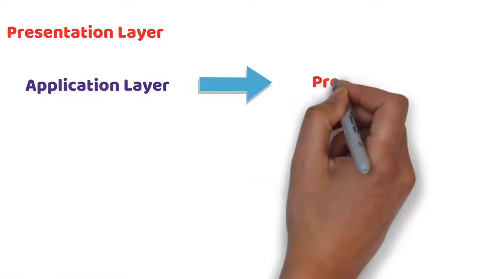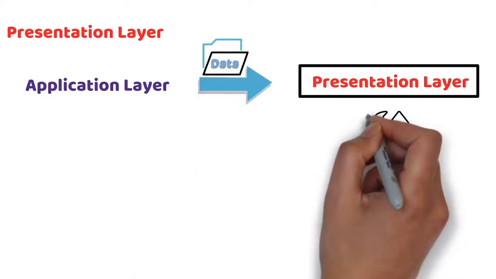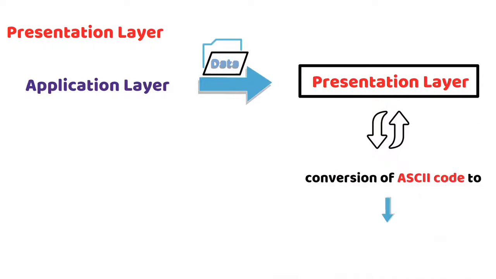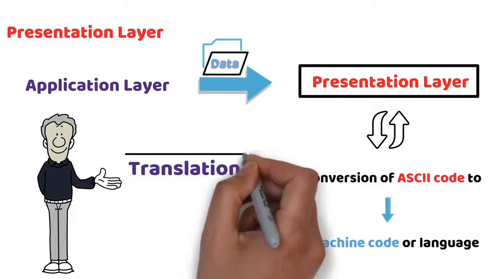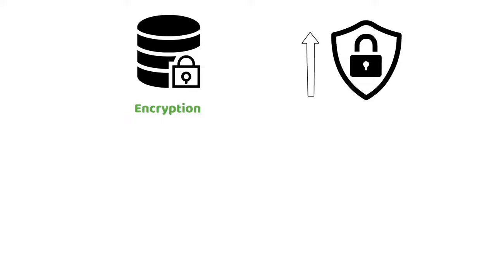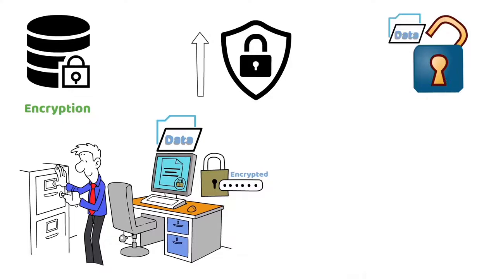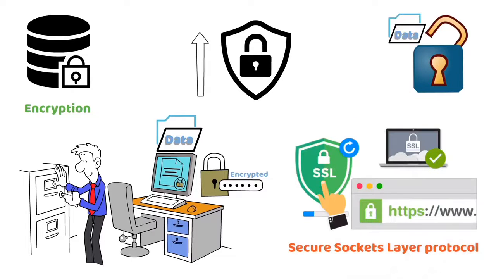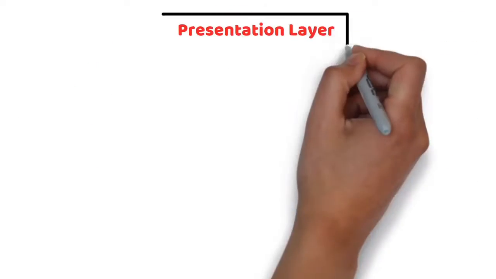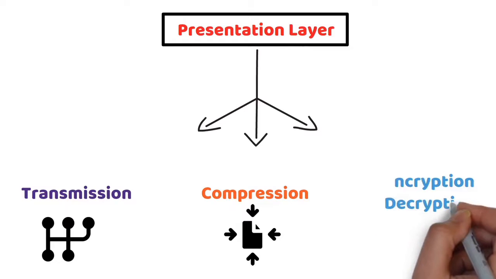The presentation layer receives data from the application layer and converts ASCII code to machine code or language. This function of the presentation layer is called translation. Encryption enhances the security of sensitive data at the sender side. Data is decrypted at the receiver side. Protocols such as the secure sockets layer protocol are used in the presentation layer for encryption and decryption. So the presentation layer performs three basic functions: translation, compression, and encryption/decryption.